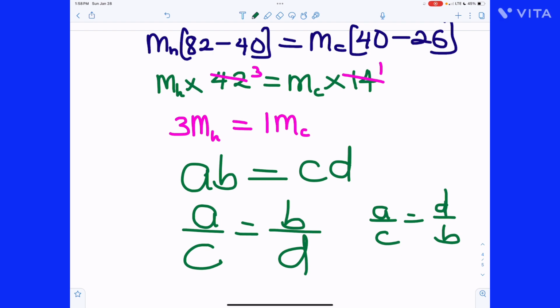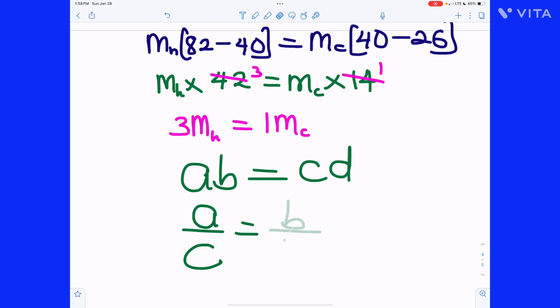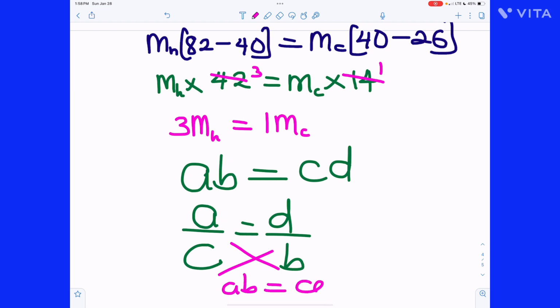But you do A over C is equal to D over B. A over C is D over B, not B. A over C is D over B. That's the correct thing to do, so that when you cross multiply, you get AB is equal to CD.